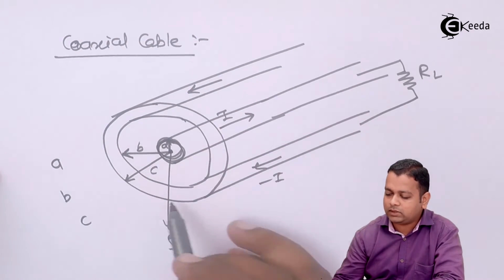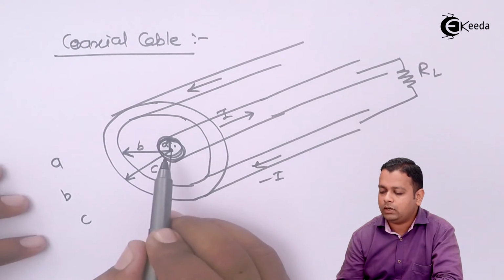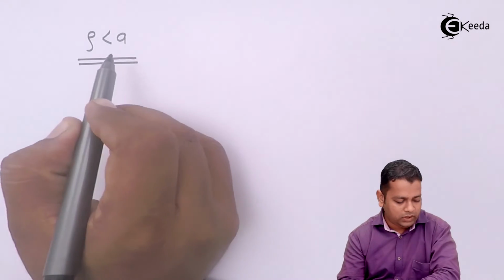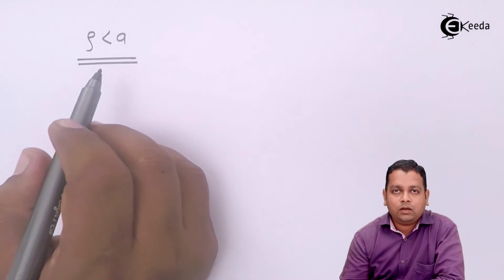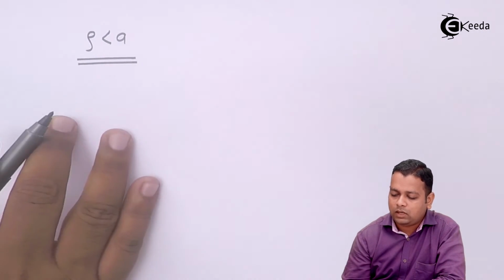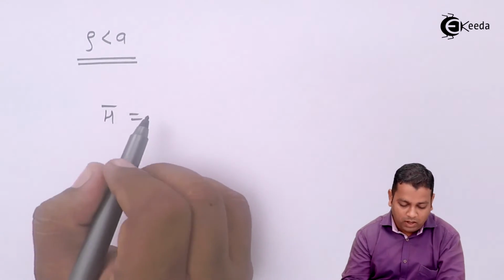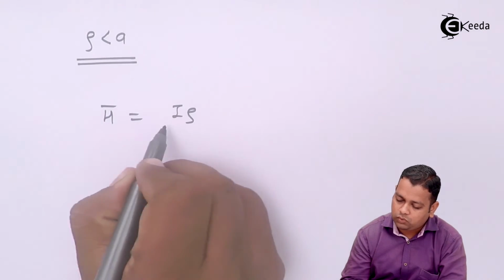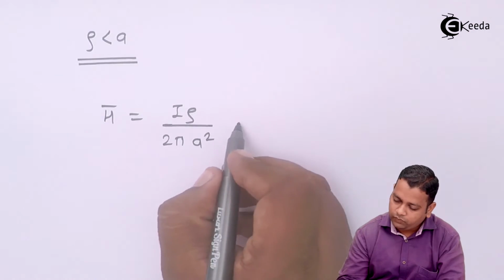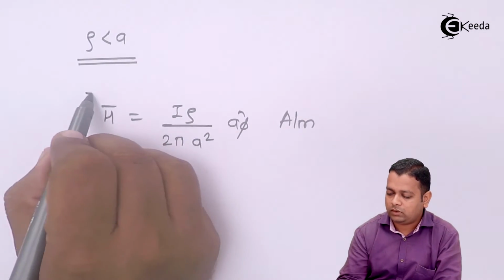Because the coaxial cable has current flowing in this fashion inside the body of the central conductor, that is, the location given by rho less than a, the magnetic field intensity according to Ampere's circuital law can be derived with a simple expression, and that I directly give: H bar is equal to I rho upon 2 pi a square, A phi cap, given in amperes per meter.